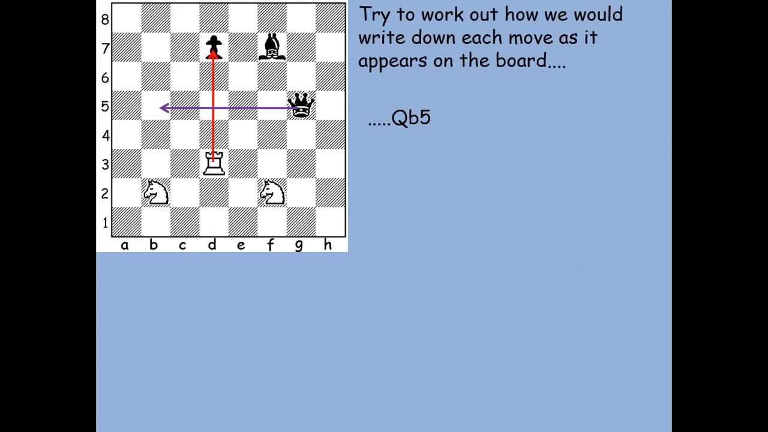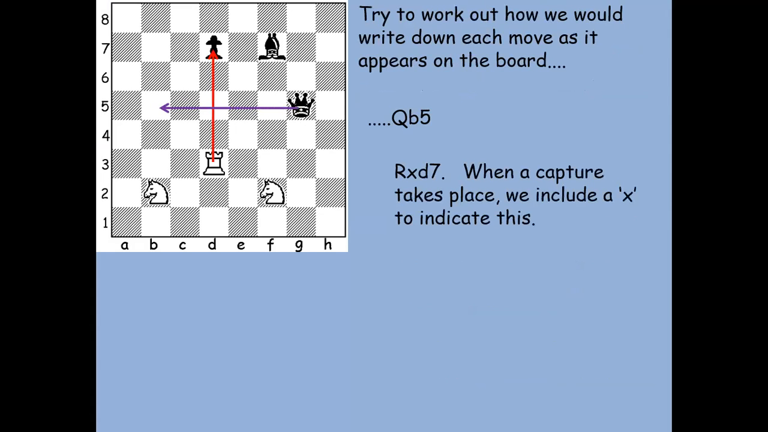And now we can see the red arrow for that rook move. And RXD7. So R for rook takes D7. The blue arrow that's just appeared is for the bishop.